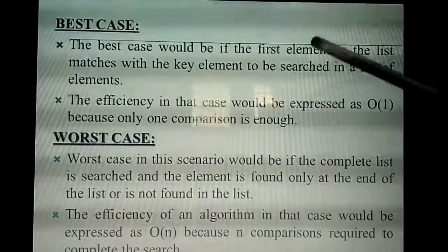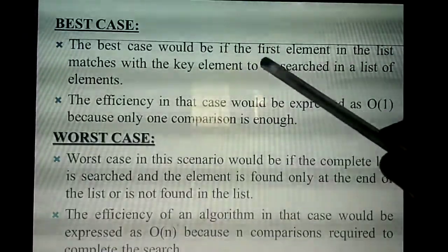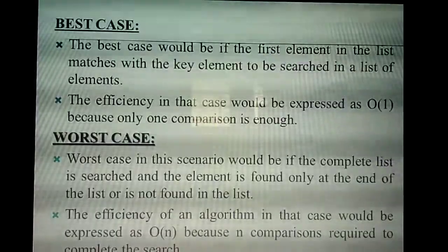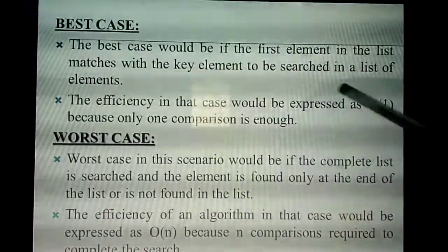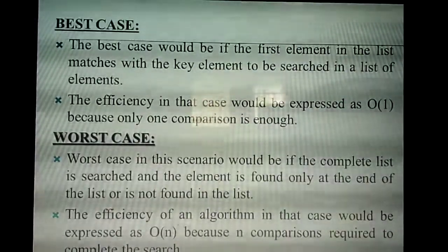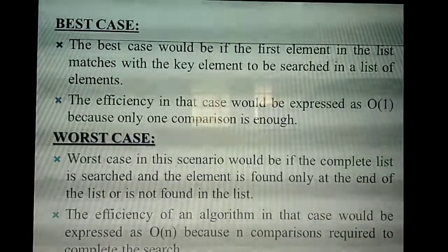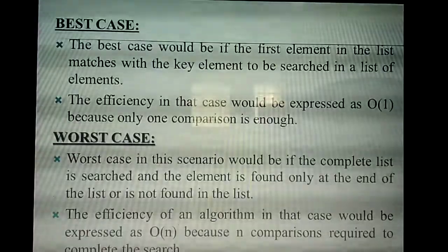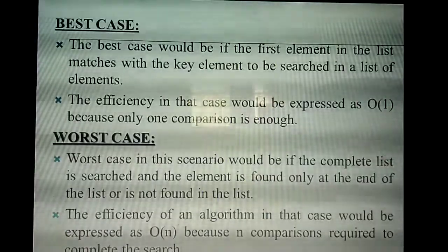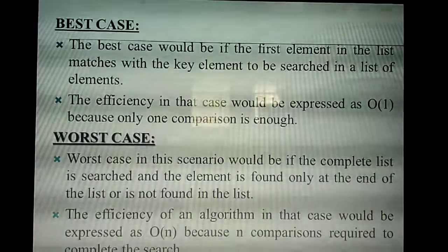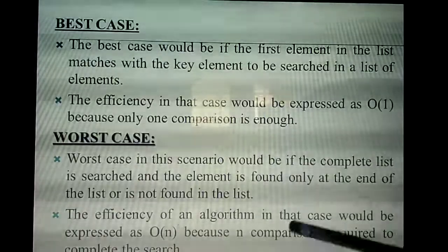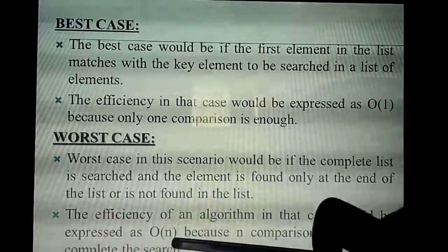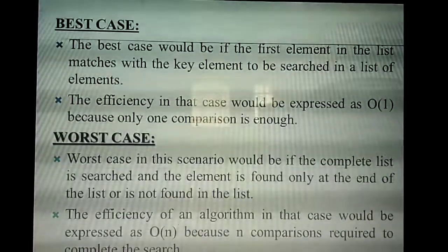Understand? Best case means if I am searching a particular element, I get it in the first place. How many searches are needed? 1. I express that as big O of 1. Worst case means I search the full list, but the element is not found until the last. How many comparisons are needed? N comparisons. So I give O of n. Understand?